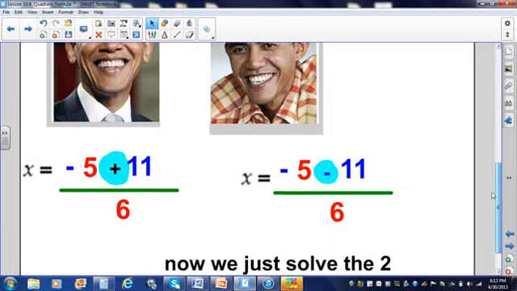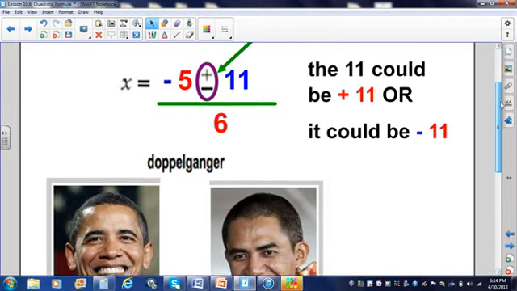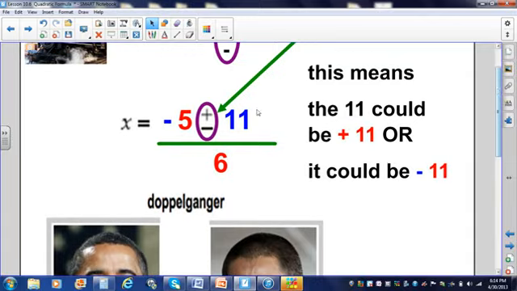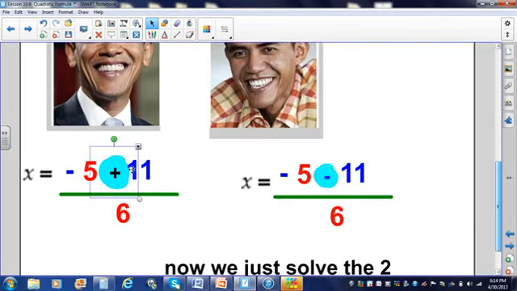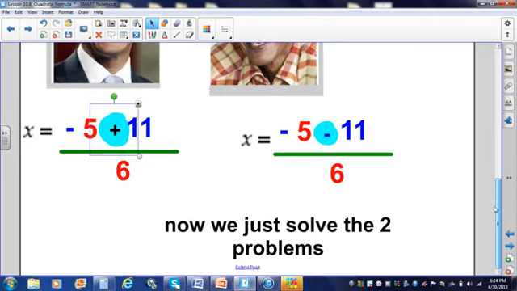So look, I've got two problems that when you first look at them, they look really close. But they are a doppelganger. This is a plus 11. This is a minus 11. So when you get to this stage in the quadratic formula, whatever number's here, you're going to write it as a plus, and then you're going to write it as a minus. It is a doppelganger. It looks really close.